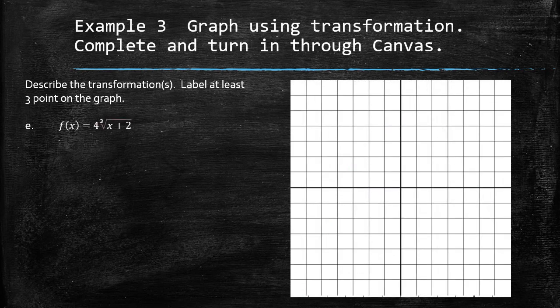All right, this one is for you to complete and turn in through Canvas. So part E, f of x is 4 times the third root of the quantity x plus 2. Okay, so the x plus 2 is all under the radical. All right, so that makes a difference. X plus 2 is under the third root, and then we multiply by 4. So describe the transformations, and there are 2 transformations. Okay, you probably want to state the parent function first, describe the 2 transformations, and then sketch your graph. Label at least 3 points on the graph or on a t-table beside the graph. All right, good luck. Let me know if you have any questions.